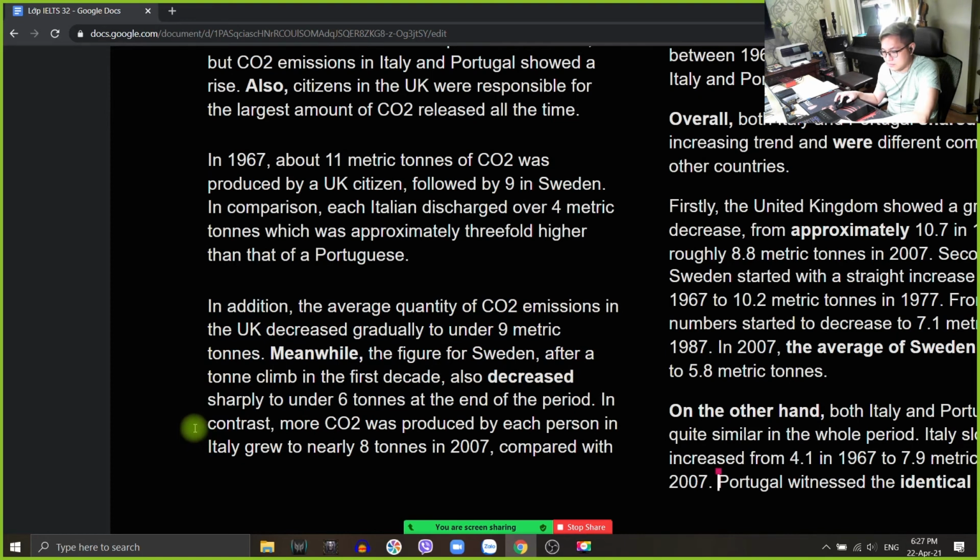In contrast, đối nghịch lại, more CO2 was produced by each person in Italy. Which grew, thiếu mệnh đề quan hệ nè. You lack a relative pronoun here. Because more CO2 is the subject, chủ ngữ nè. Was produced, past tense, passive form of the verb. But here each person in Italy is the object. So you need a relative pronoun before you can continue with a new verb, okay?